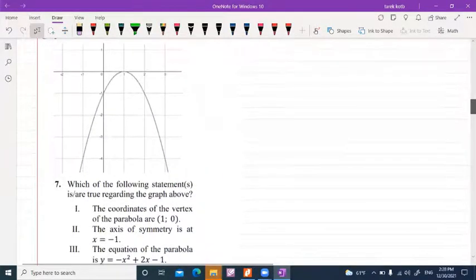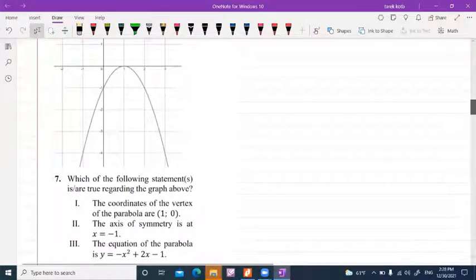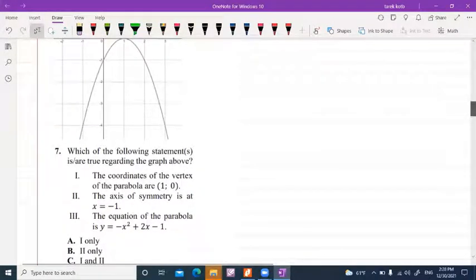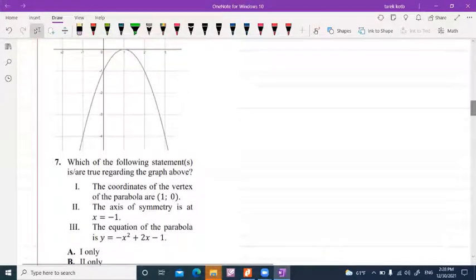Question number 7 refers to the following graph. This is a parabola graph. Which of the following statements is true? The coordinate of the vertex is 0 and 1. Where is the vertex? This is the vertex. The coordinate is 1 and 0, meaning 1 for x, 0 for y. Yes, this is correct.